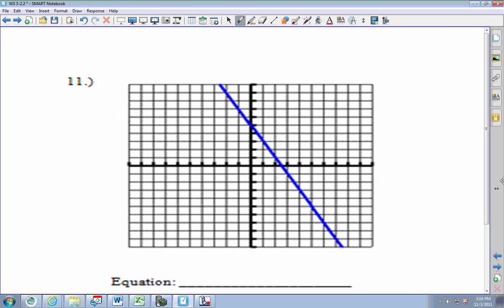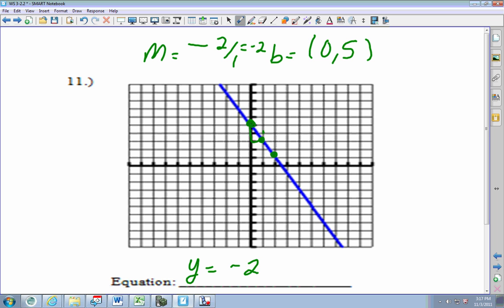Next one, I need M and B again. B is my y-intercept. Here it is: 0, 5. My line is decreasing, so my slope will be negative. Down 1 over 1? Nope. Down 2 and over 1? Yep. Negative 2 over 1, which is the same as negative 2. Y equals negative 2x plus 5.